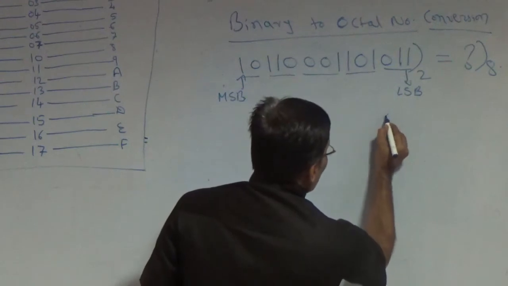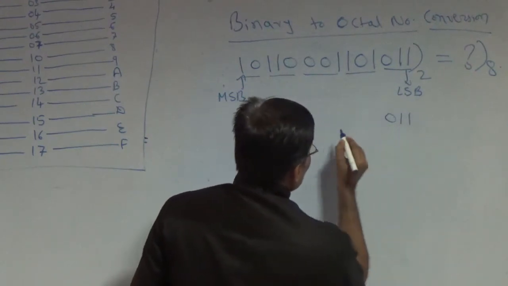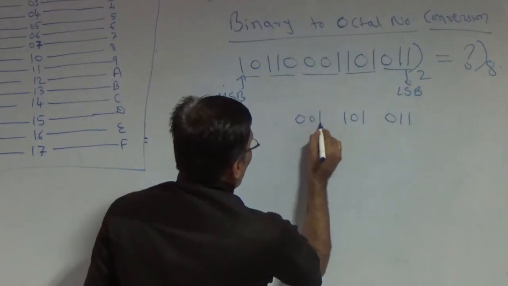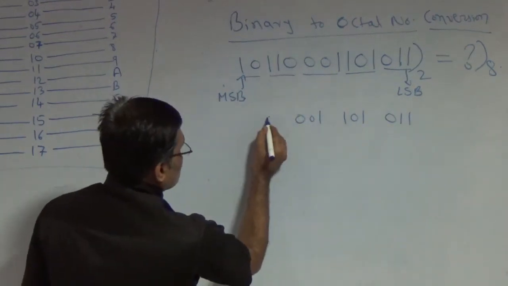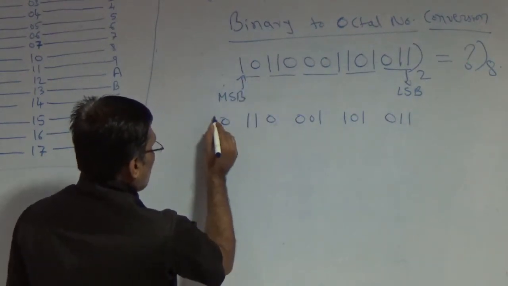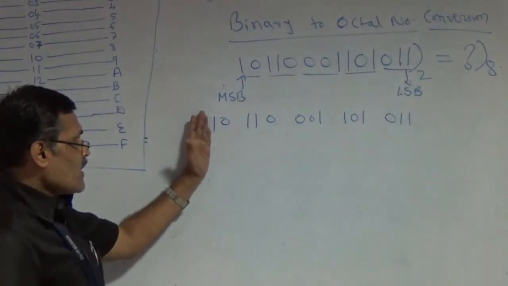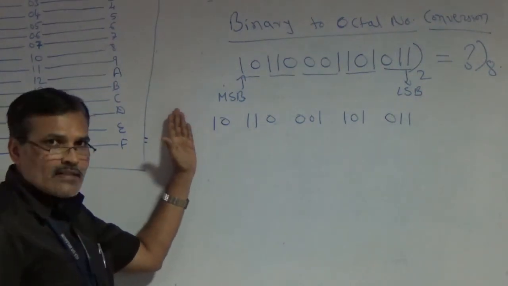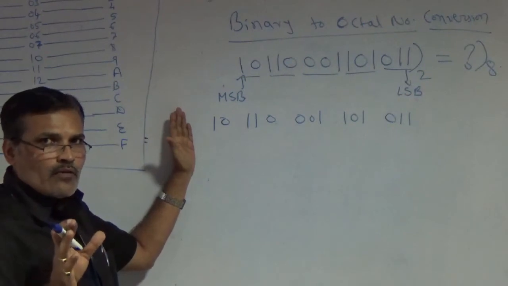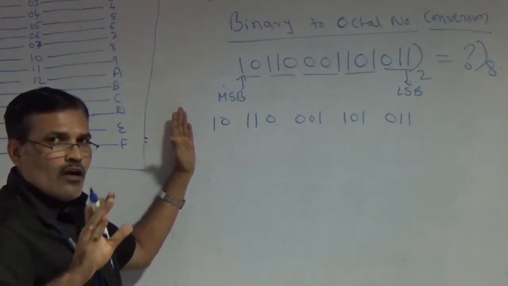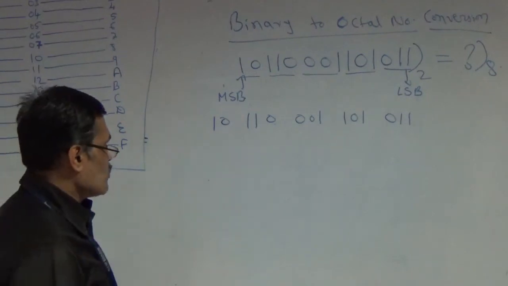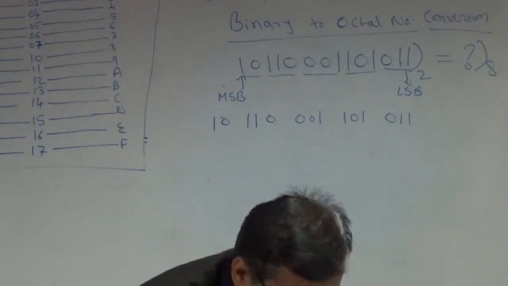Okay, so I will write down these groups separately here: 011, 101, 001, then 011, then finally 01. If you add any number of zeros at the left hand side, it will not alter the meaning of the number. The rule is the same for all number systems. We also follow this rule in the decimal number system.